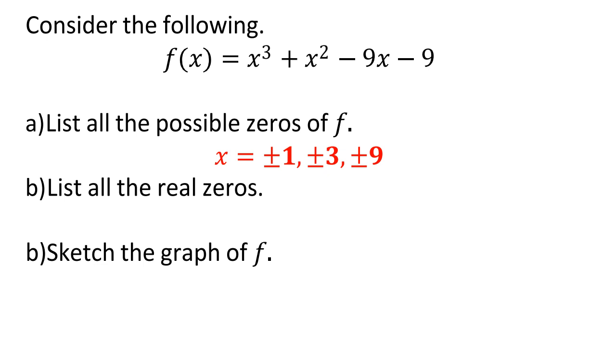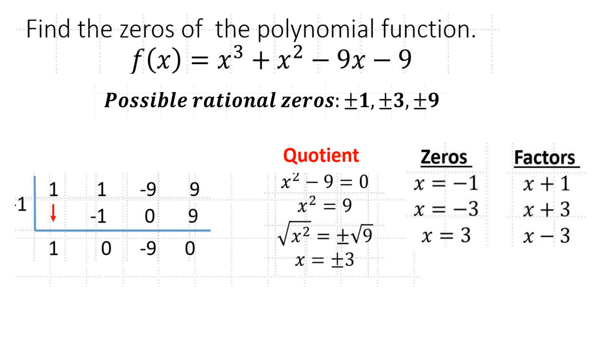Then B says list all the real zeros. So let's go ahead and do that. Let's use synthetic division to bring this cubic into a possible quadratic. And if you see that if I used 1, the first one right off the bat, 1 is a solution. So again, this is my quotient. Okay, I have the x squared minus 9. Again, this gives me plus or minus 3 as the remaining zeros. So the zeros are at x equals -1, x equals -3, x equals 3. To represent this as factors, this is x plus 1, x plus 3, x minus 3.